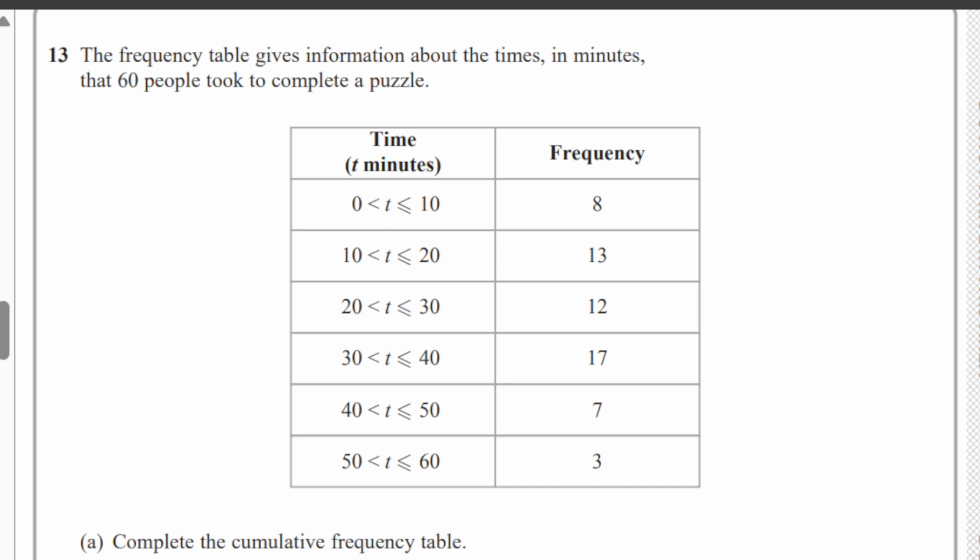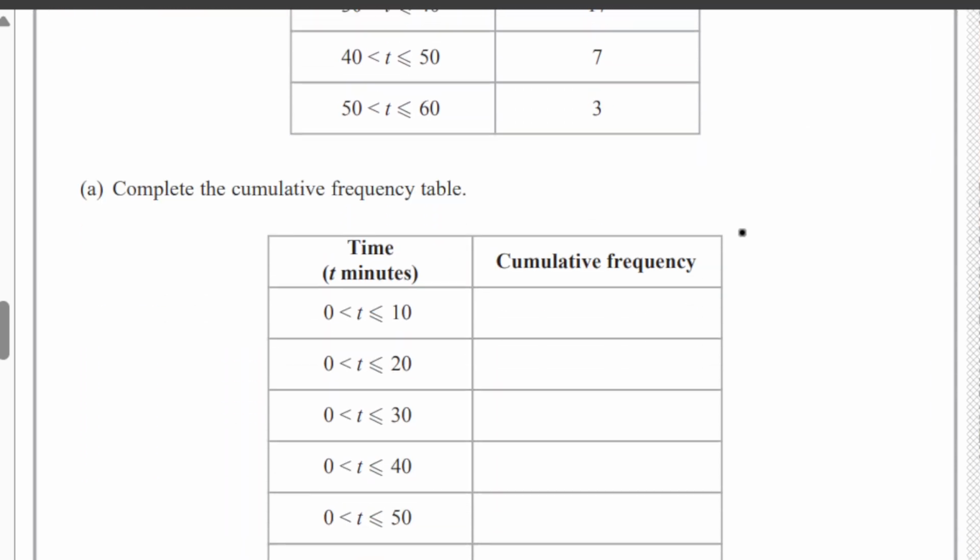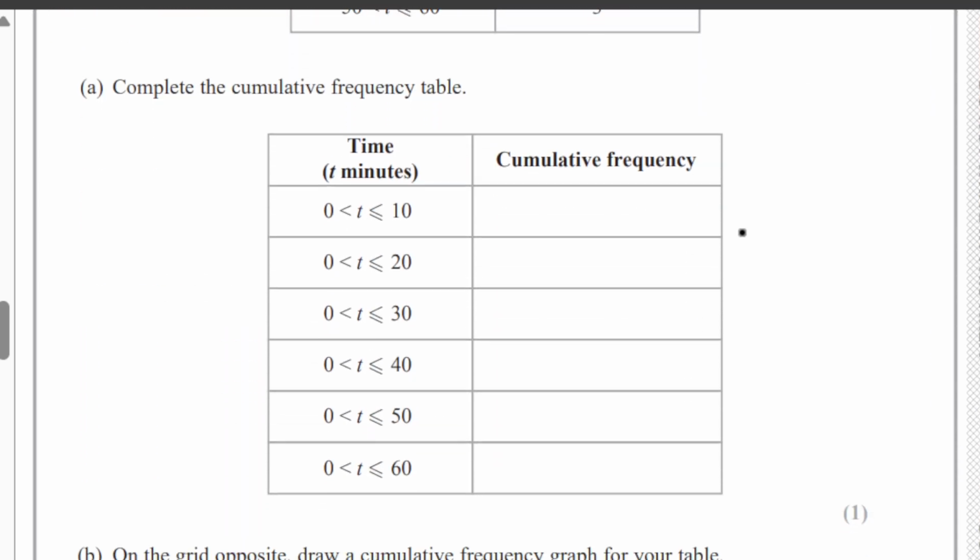Question 13 is 6 marks. It's cumulative frequency. So the question says, the frequency table gives information about the time in minutes that 60 people took to complete a puzzle. They give you this nice table, and the first part says, complete the cumulative frequency table.